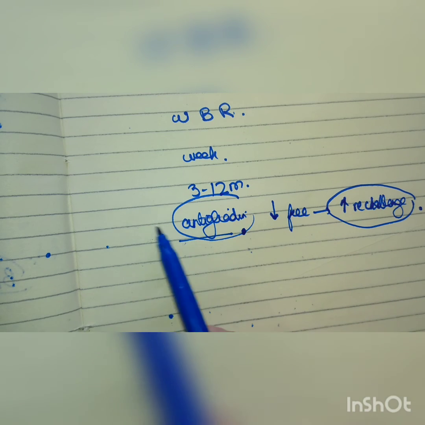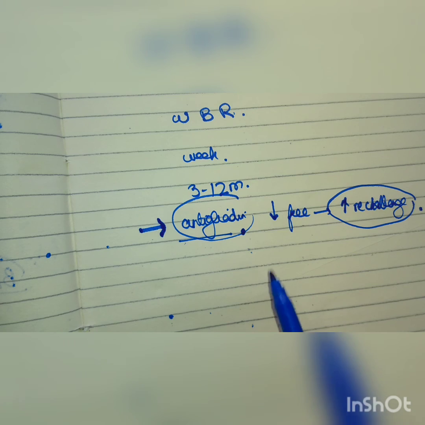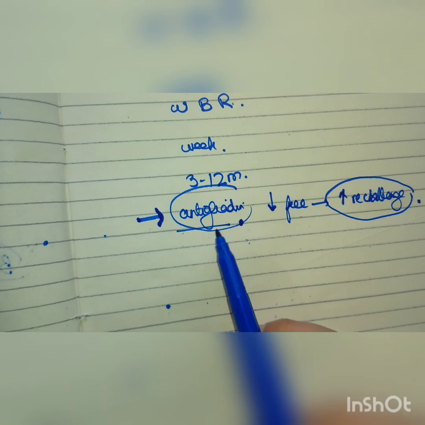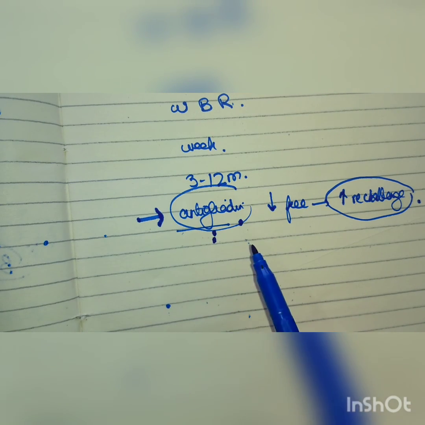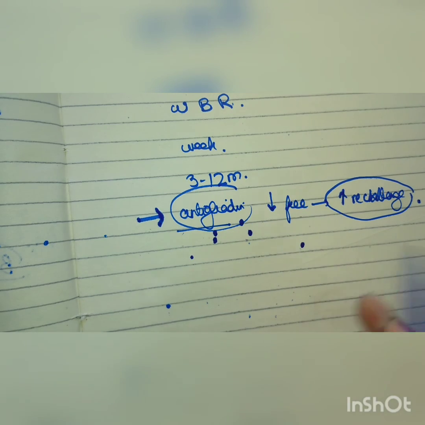So if you think that the parents are lying to you and they're feeding the child all those things, then you can just check the anti-gliadin levels, that they were low before and now they're rising. This means that a re-challenge has been done.